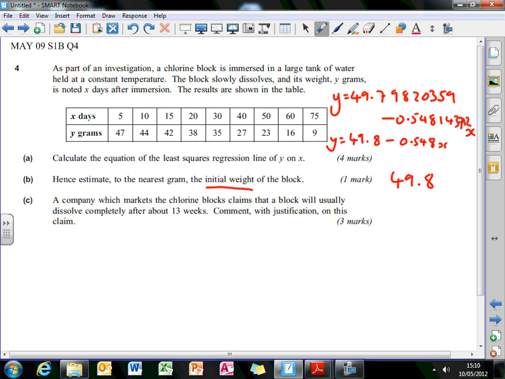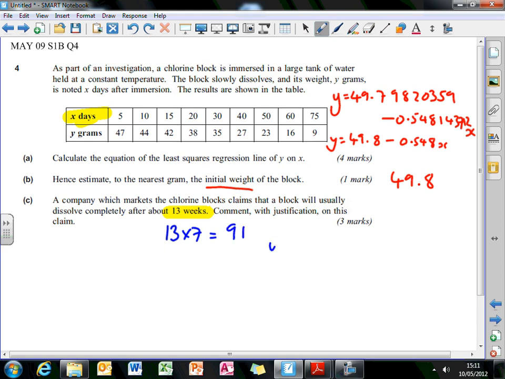A company which markets chlorine blocks claims they'll be usually dissolved after 13 weeks. Now you have to be on your game here, you have to be really on your toes and notice that this is 13 weeks, but this is X days. The temptation is here to just substitute 13 into our least squares regression line, but you'd be wrong to do that because the X has to be in days. So easy enough to do. Change 13 weeks into days by multiplying it by 7, 91 days.